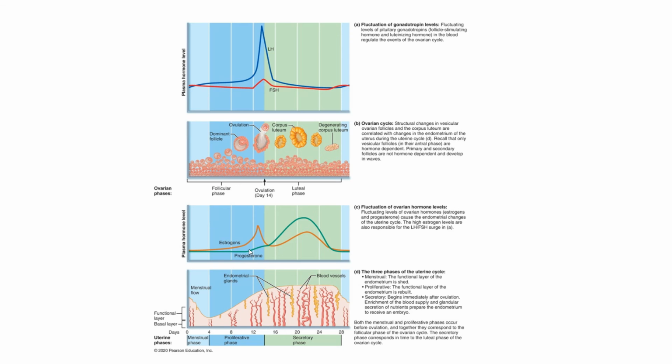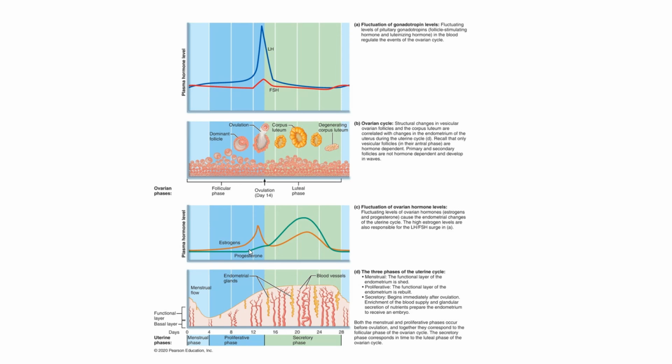Basically, the lining of the uterus, the new endometrium that has been produced during the proliferative phase, is going to start secreting some nutrients and things to prepare for the fetus. If fertilization occurs, then the uterus will receive the fertilized egg and begin the process of forming the placenta. And if fertilization does not occur, the corpus luteum degenerates completely and progesterone levels fall.